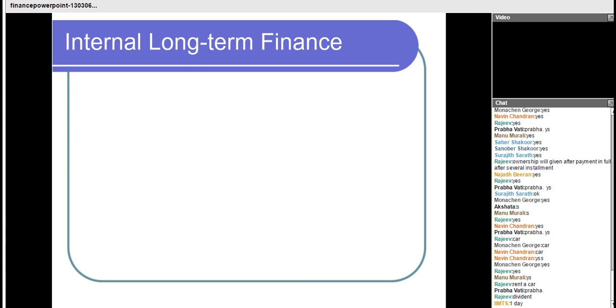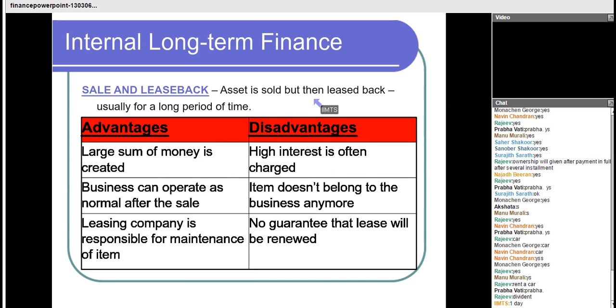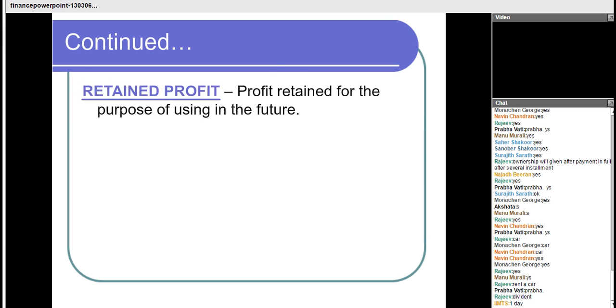So this is, now let's go to this one. Now sale and lease back. In this case, an asset is sold but then leased back, usually for a long period of time. It is given to someone else on rent. Okay, so you are having double benefit. One is when you have sold it, then you have earned money, you have got cash, and when you have leased it, then you are getting monthly rental. That's really a profitable means of getting finance.